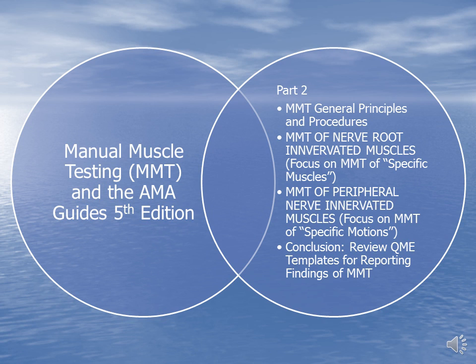So, for example, in chapters 16 and 17, we focus on movements of shoulder flexion and shoulder abduction. And in the lower extremity, we focus on movements such as hip flexion and knee extension. So the guides alternate between manual muscle testing of specific muscles and specific motions, and I'll point those out when we get to those specific references in the chapters.